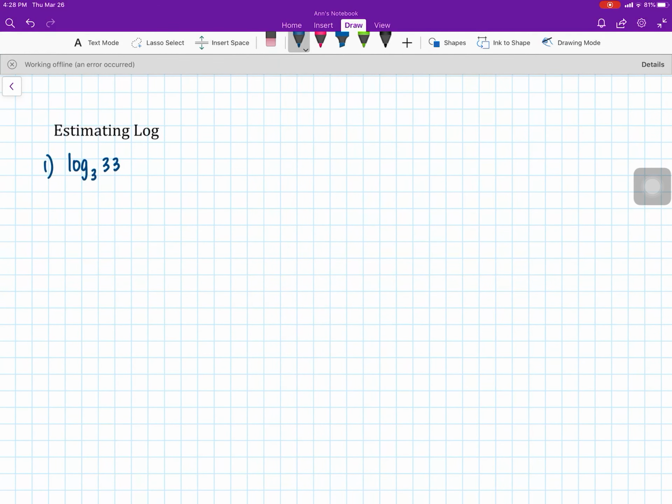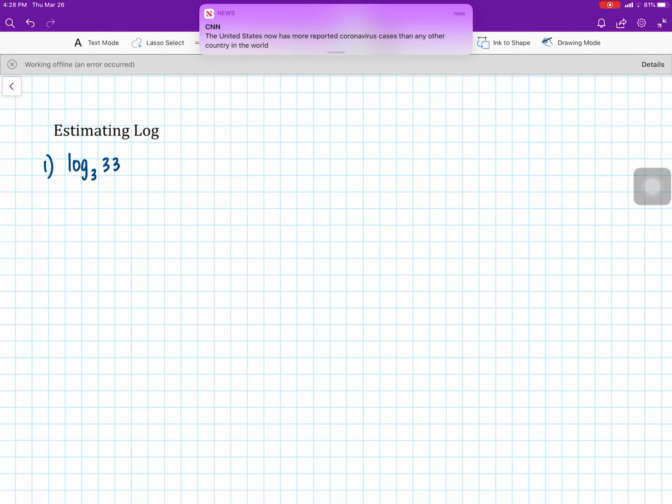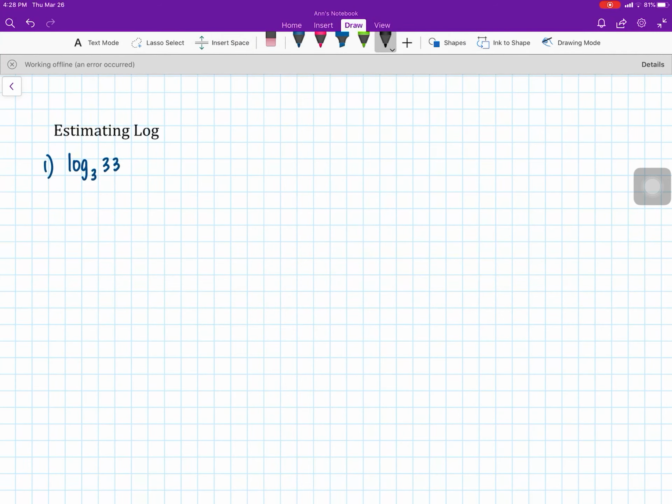In this lesson, you're trying to estimate logs. So let's say that you have log base 3 of 33. What they don't want you to do is use a change of base and be like, oh, that's log of 33 over log of 3. That'll be using a calculator. They want you to do it by hand.